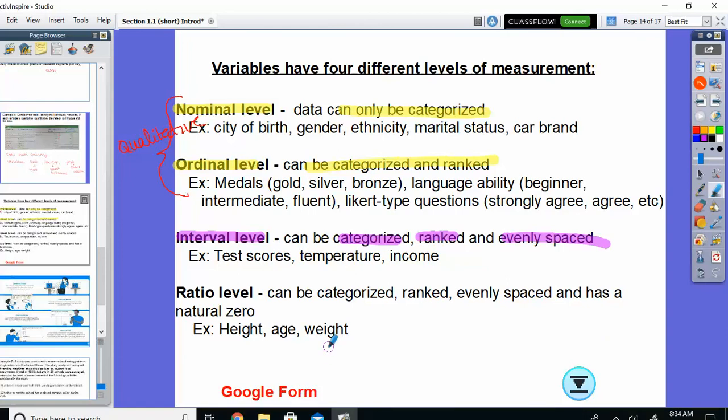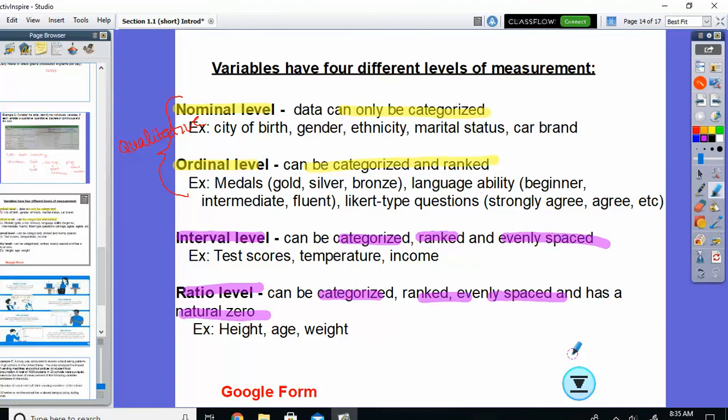The final level is ratio. So it's all the same things. Ratio is categorized, ranked, evenly spaced, but the next thing, it has a natural zero. Temperature, we said that was interval level. But temperature of 0, that's a real thing. You can go below that. It doesn't mean the stopping point. So it's not ratio because you can drop below that.